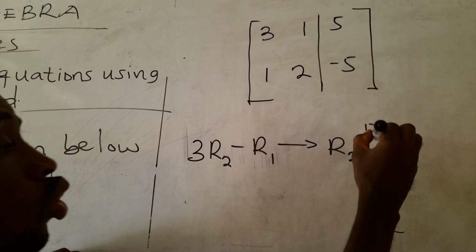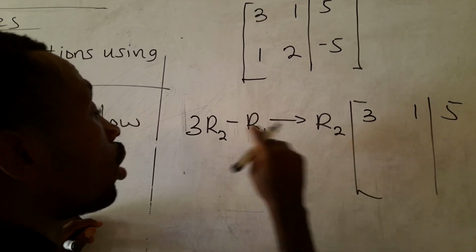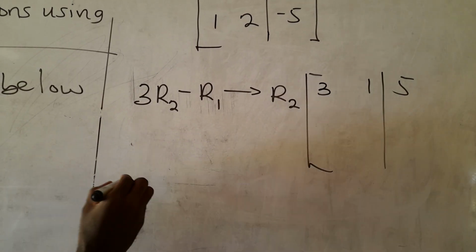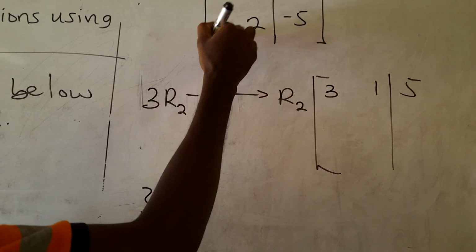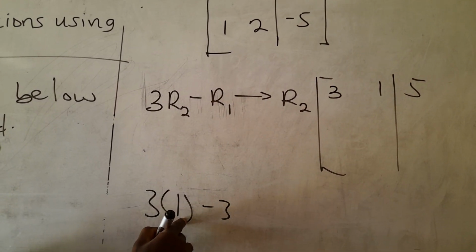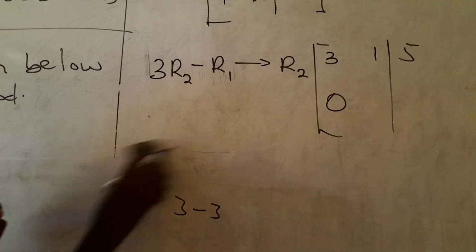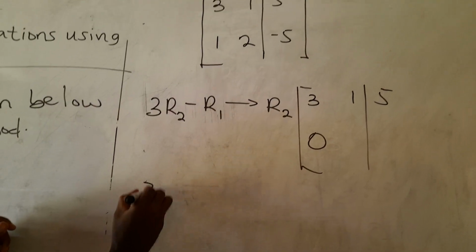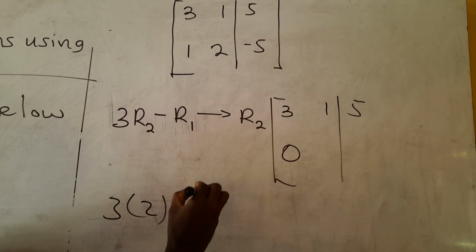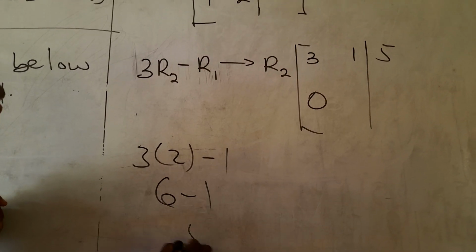So our first column will not be affected. So we write 3, 1, 5. Then this. So we have 3 times, what's our R2? That's 1. What's our R1? 3. 3 times 1 is 3. 3 minus 3 will be 0. So this place will be 0. The next one. So 3 times our R2 there is 2 minus our R1, which is 1. 3 times 2 is 6. 6 minus 1 will be 5.